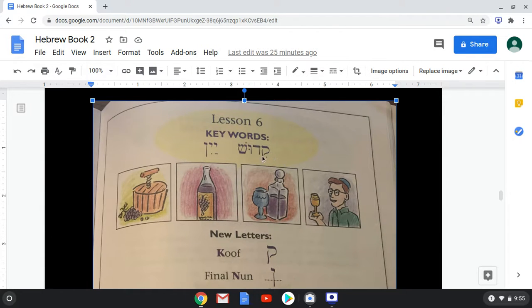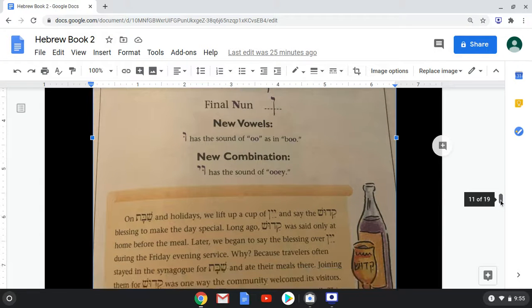Kiddush, and kiddush would be the blessing over the wine for Shabbat and for holidays. And then we have yayin, and yayin means wine. So kiddush is the blessing over the wine. Kiddush means to sanctify, to make special or set apart.